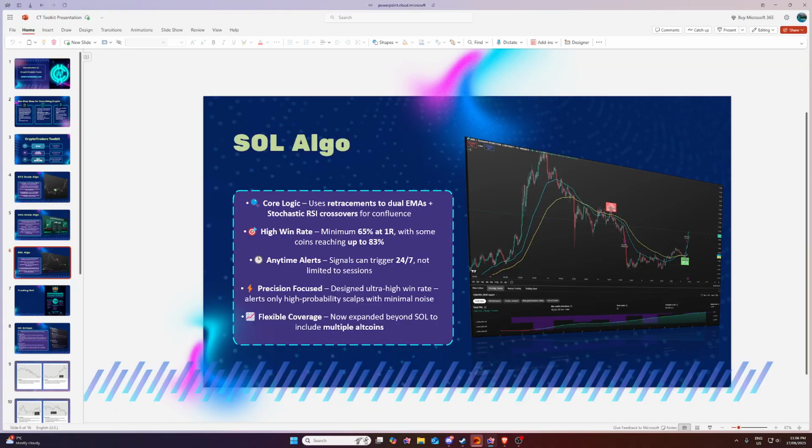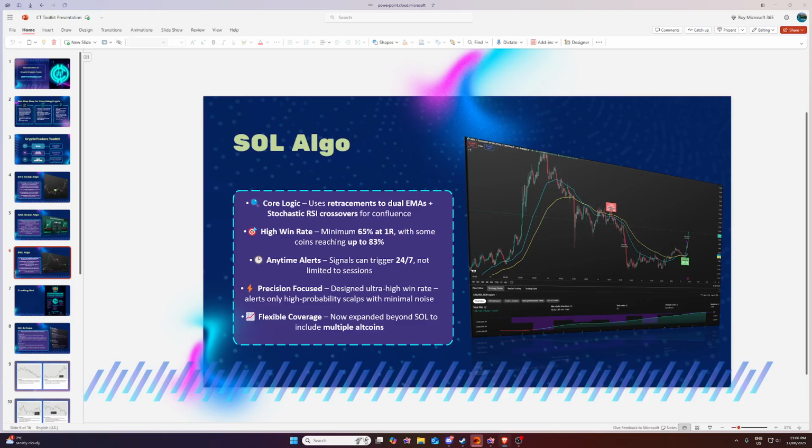We also have another altcoin algo called the Sol algo, and this one covers more than just Solana, but also a wide basket of altcoins. And this one is intended to be a specialist precision entry model, seeking very high win rates. So we're looking at a minimum of 65%, with some coins reaching up to 83%.